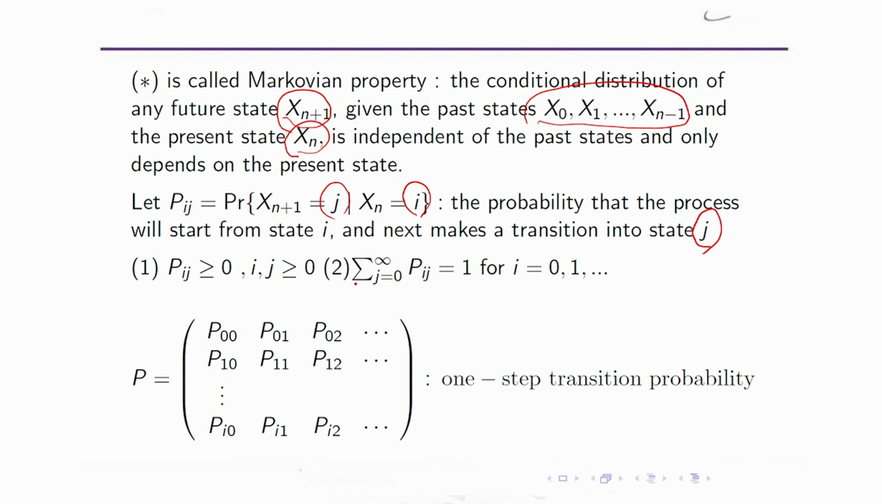And if we put all these P_ij together into a matrix, then this is called P. This matrix is called the one-step transition probability matrix.